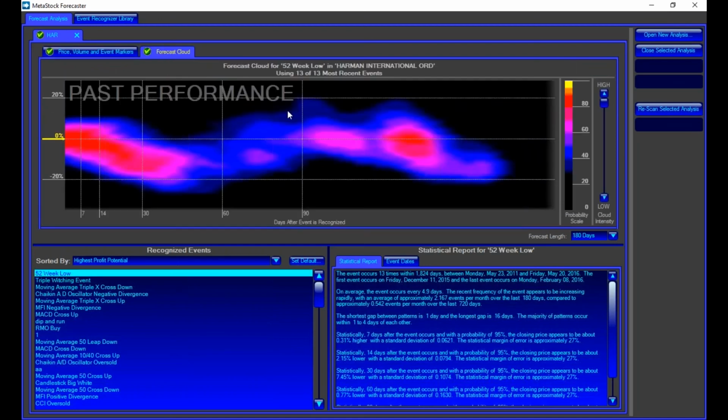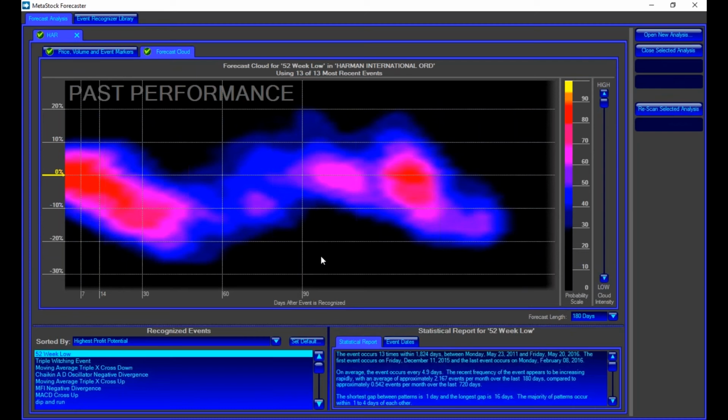So before we get into the actual analysis aspect of it, I want to walk you through what the forecast cloud is. This is basically a heat cloud where the hotter the color, the higher the probability. On the left side, we're looking at a percent change in price, so past a 20% change in price or 30% price movement down. At the bottom, we have our event timing: a week, 2 weeks, all the way out past 90 days.